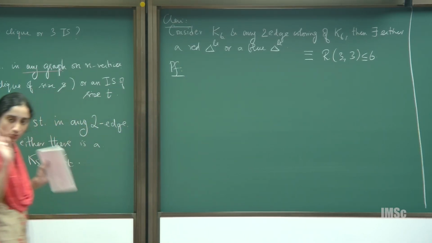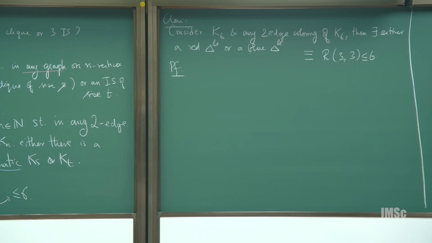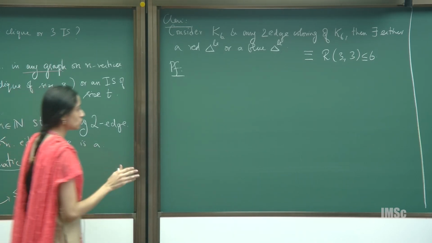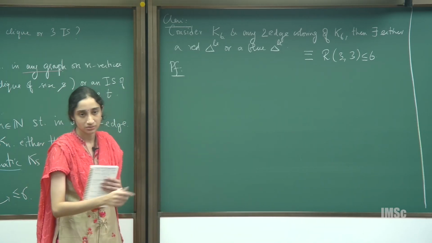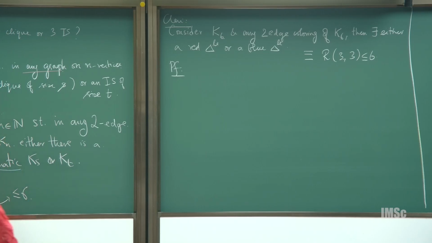So, there are 6 vertices, you know that the graph is K6. There is some two edge coloring. Right? So, some edges in K6 are colored blue, some are colored red. You don't know which one is blue, which one is red. So, how do you show that there is a monochromatic triangle? Right, but how do you get that triangle is not clear?